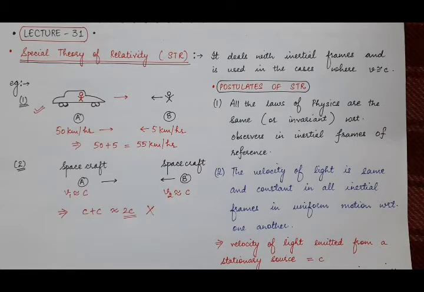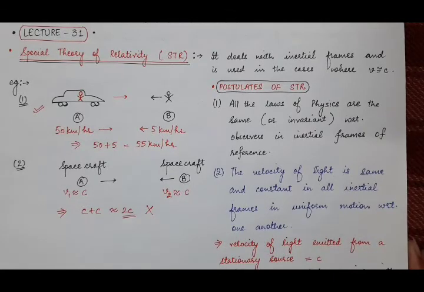So you can say that Galilean transformation equations are not wrong, but these can be applied only when v is very small as compared to the velocity of light c. So these Galilean transformation equations are a special case of Lorentz transformation equations. Now we'll discuss the postulates of this special theory of relativity.